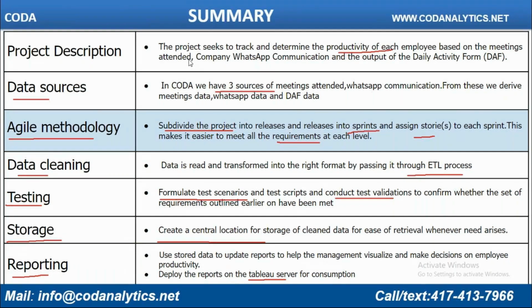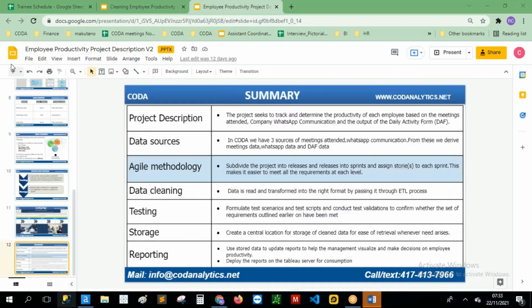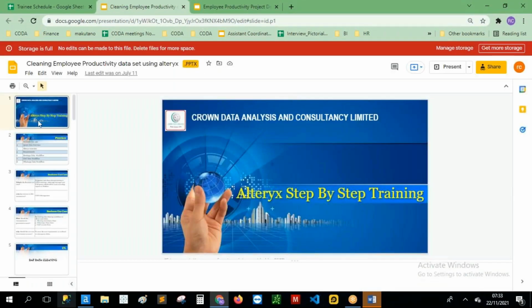So let's now go ahead and start with the data cleaning side, that is the ETL process. That is the first part of this project, to clean the data and then to develop the database or storage, a central location to help store the data for ease of retrieval. Then we now have the reporting part. So today we'll be starting with the data cleaning. On data cleaning, we need to clean the three data sets: the meetings data, the WhatsApp data, and also the DAF data.